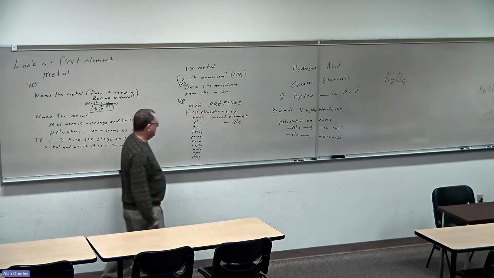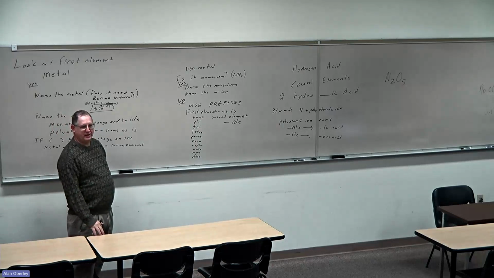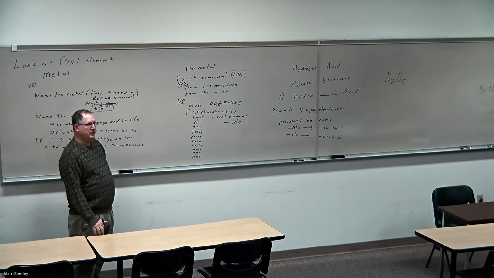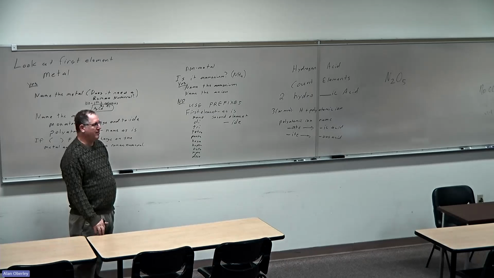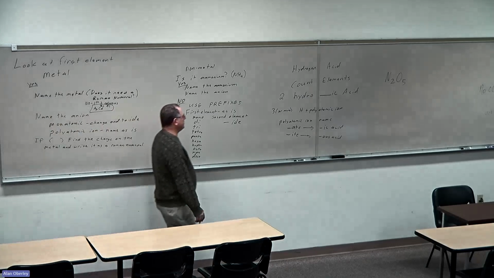Don't want to forget that. The first element, we leave the name as is. The second element, we change the N into ID. You don't have to worry about figuring out which one goes first and which one goes second. There is a method that we use to do that. All right, that's a simple enough one.